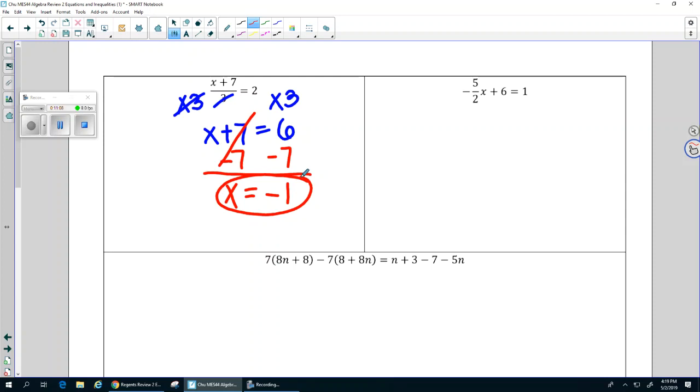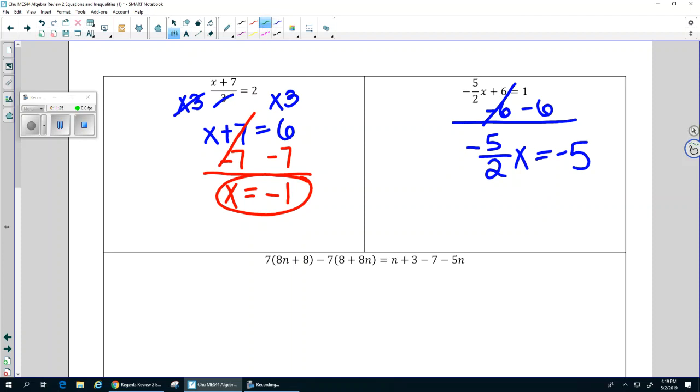Okay, again, to get x by itself, the first thing we want to do is move the positive 6 over to the other side by subtracting 6 from both sides. So that will cancel out. I'm left with -5 over 2x is equal to -5. And here's where it's a little tricky.